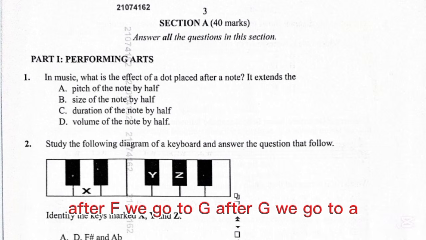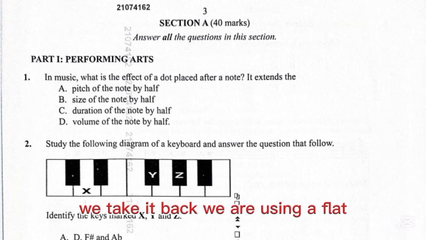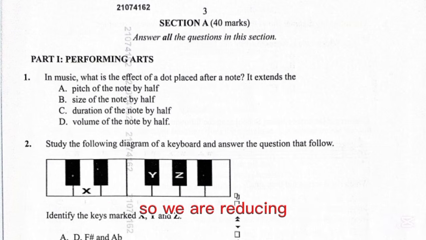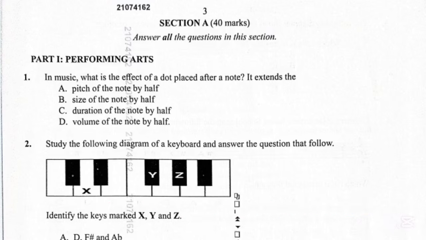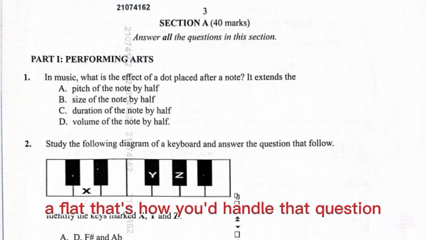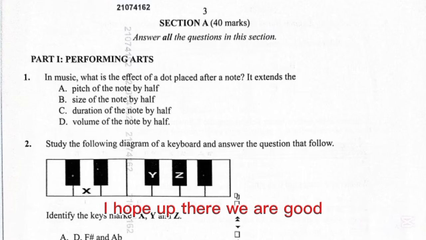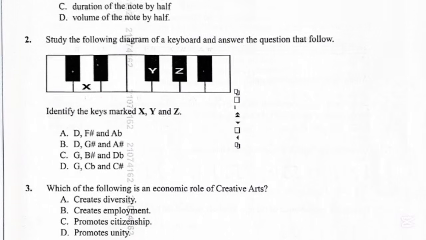After G, we go to A. Now, A is a white key. When we reduce it or take it back, we are using a flat, so we are lowering. So we take it back to where we have Z, which is a black key. That one will be A flat. That's how you would handle that question. I hope up to there we are good. If you have any query on that, let me know.